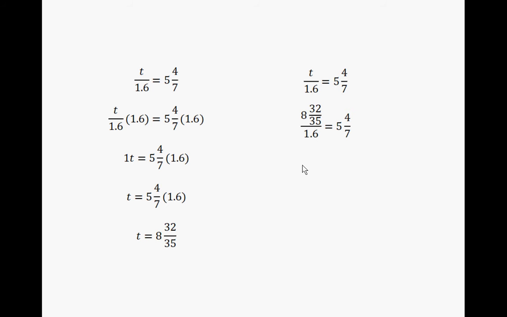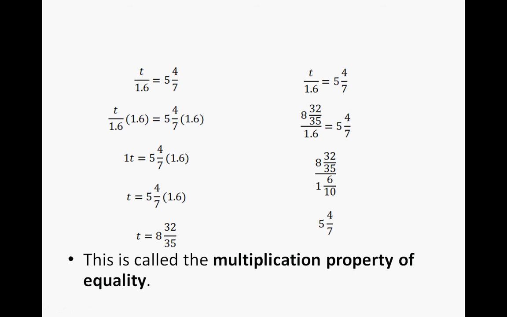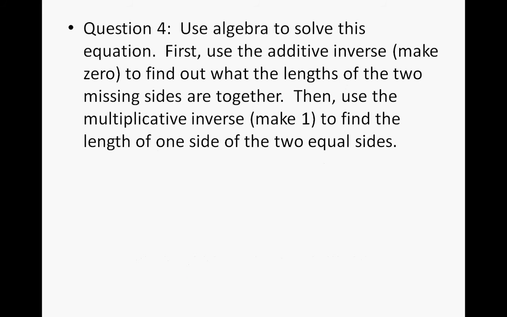And last but not least, to plug this in for t, we would substitute it in and then simplify. What is 8 and 32/35 divided by 1 6/10? And you find that it is 5 4/7, which is the same as the right side of the equation. And this is called the multiplication property of equality. All right, so now that we have reviewed all the properties of equality, now we can go to question 4.